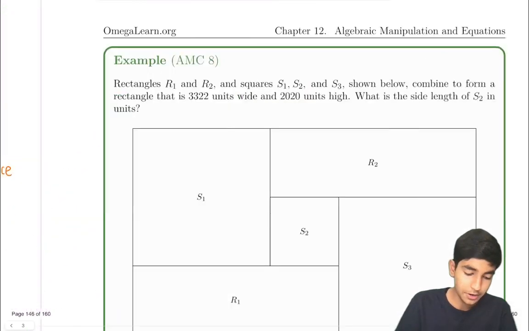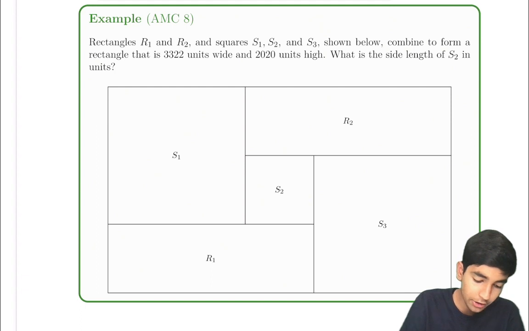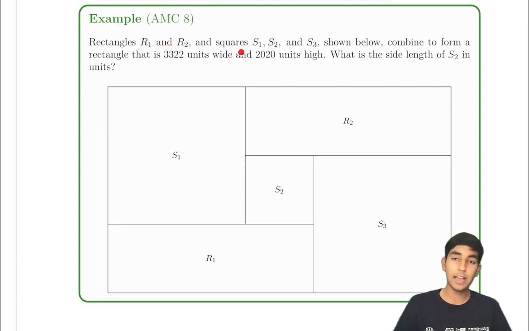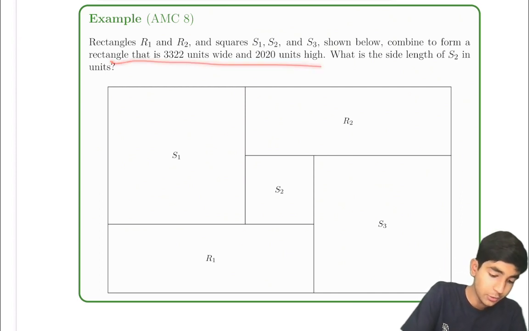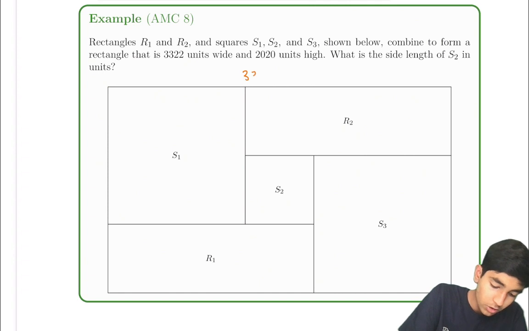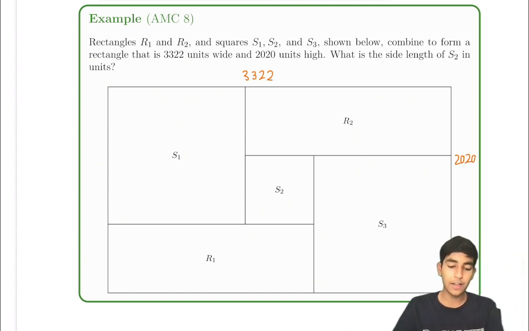Cool, let's move on to this problem from the AMC 8. Rectangles R1 and R2 and squares S1, S2, S3 are shown below. They combine to form a rectangle 3322 units wide and 2020 units high. What is the side length of S2 in units?